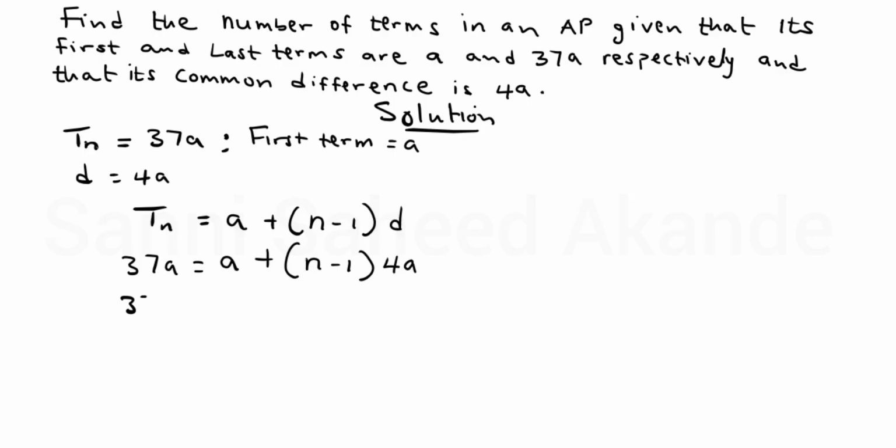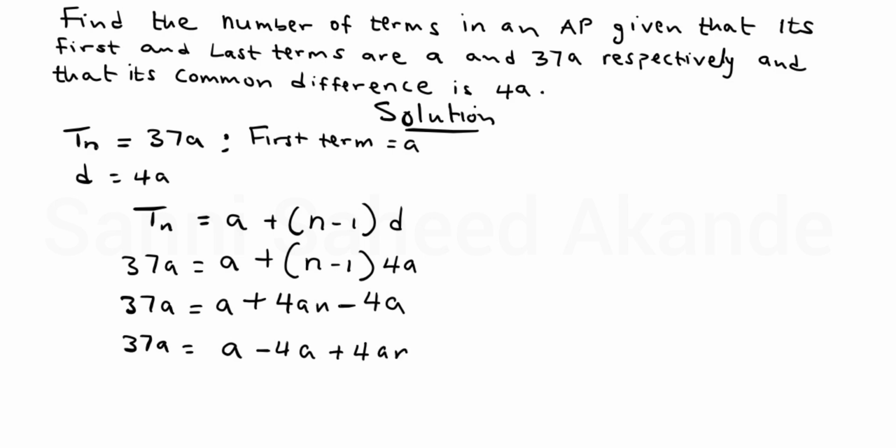37A is equal to A plus, then I'm going to use this 4A to open this bracket. 4A times n will give us 4An, then minus 4A times 1 is 4A. So we now have 37A equal to A minus 4A plus 4An. Understood? So we have 37A equal to, then A minus 4A will give me minus 3A.